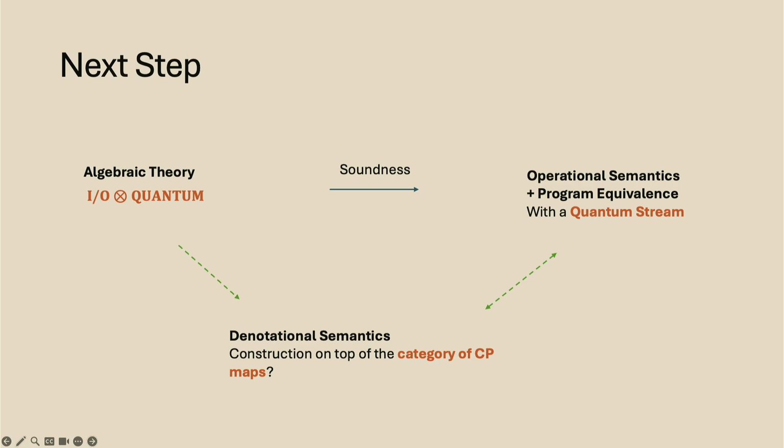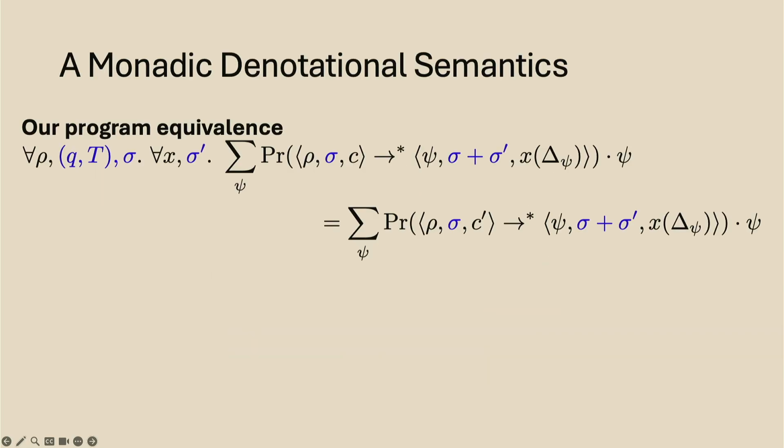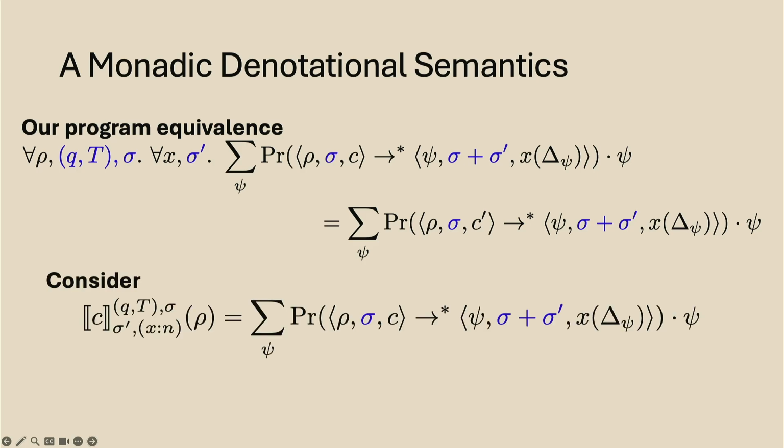And the next step now is just to try to get a denotational semantics out of this. The reason why this makes sense is because, recall that when we did the program equivalence thing in the qubit quantum computing case, without communication, we could just convert between the denotation and the operational semantics very easily. And here it's not too different.